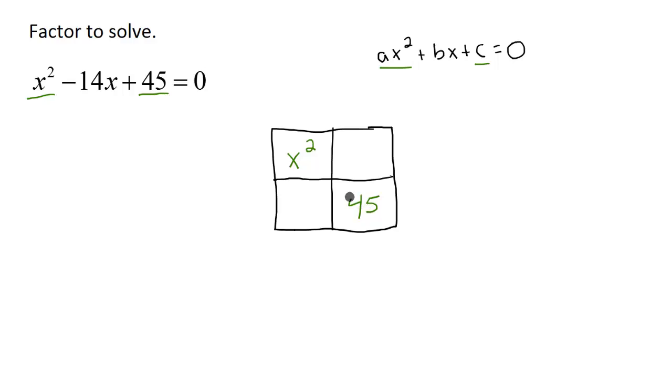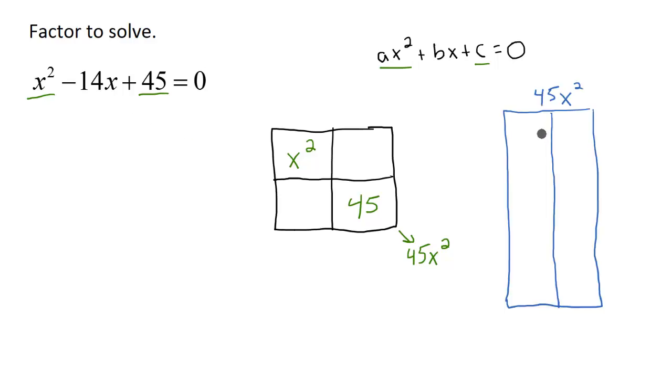The next step you're going to do is multiply these two terms together, and I put that down here. So that's going to be 45x squared. And now I have to think of two factors of 45x squared that also add up to be negative 14x. Now I like to use a factoring table here that I've set up. So I'm going to write out all my factors of 45x squared here.